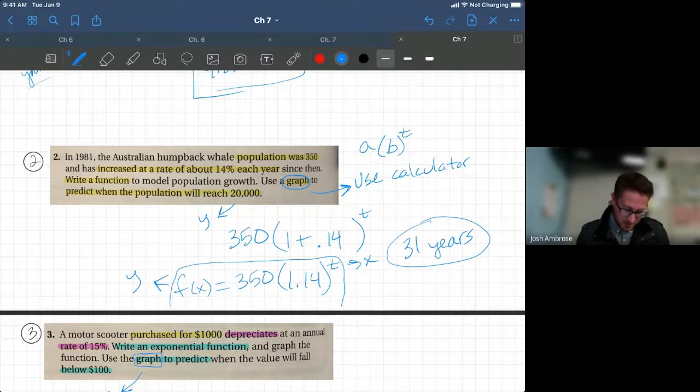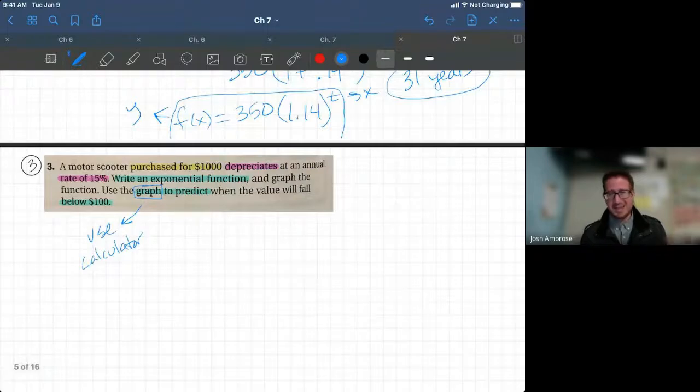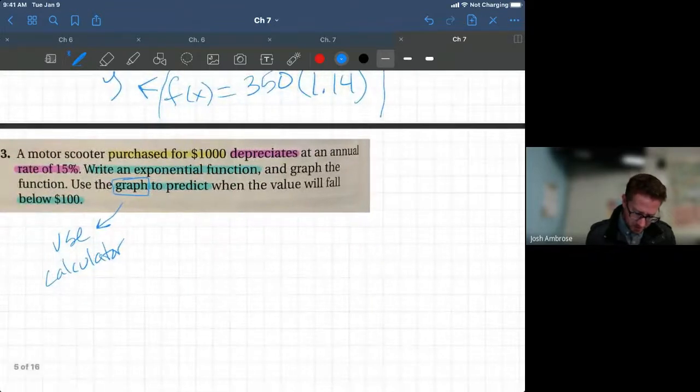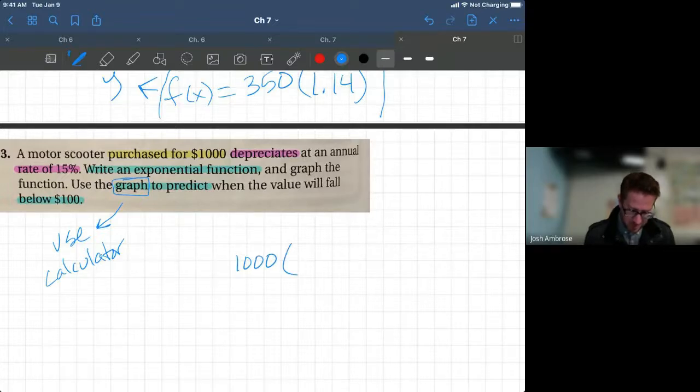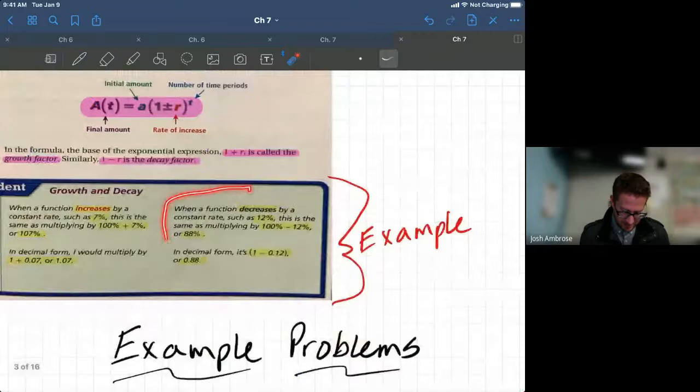Okay, so let's do our last example problem here, number 3. I tried to highlight it in different colors in this one, thinking maybe that would be a little bit helpful to understand what's A, what's B, and then what's our actual function. So A has been highlighted in the yellow. Our initial purchase here is $1,000, but then you can see it depreciates, meaning it decreases. And this is where you want to look at this part.